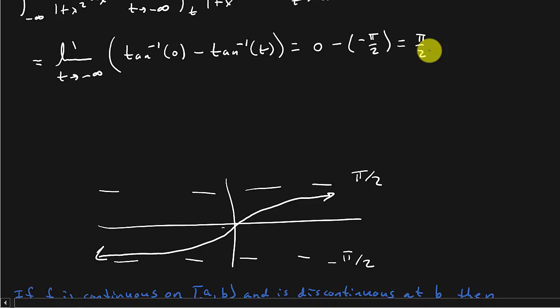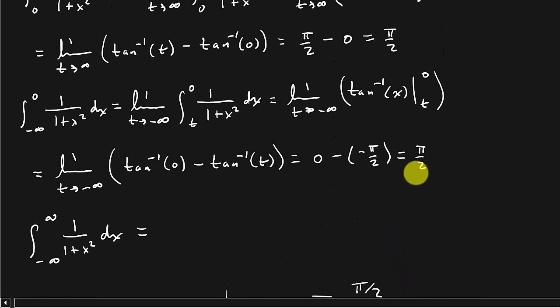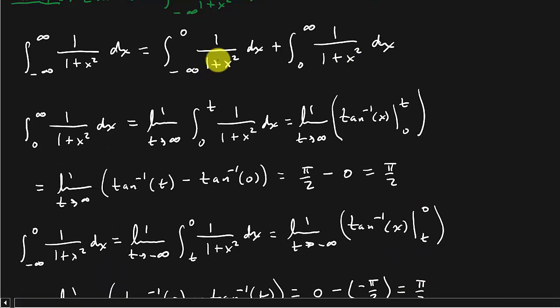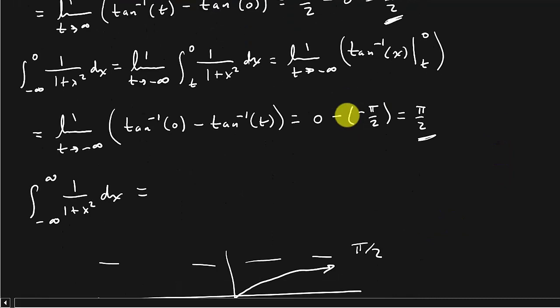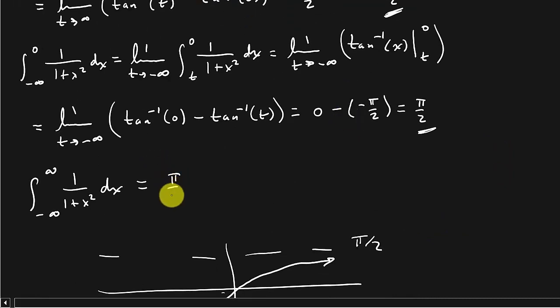All right. So that's going to give us the integral from negative infinity to infinity of 1 over 1 plus x squared dx is equal to, well, remember, it equals this. That equaled pi over 2, and this was equal to pi over 2. And so that's pi over 2 plus pi over 2, which equals pi. And there's your answer.